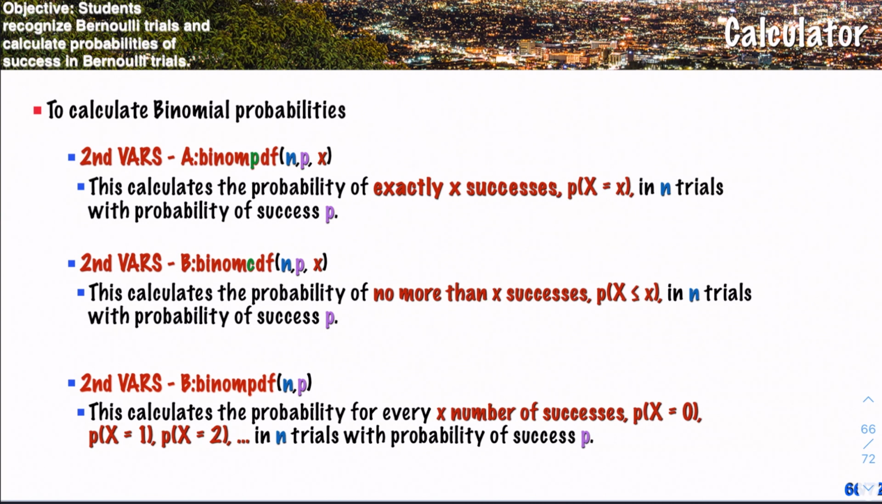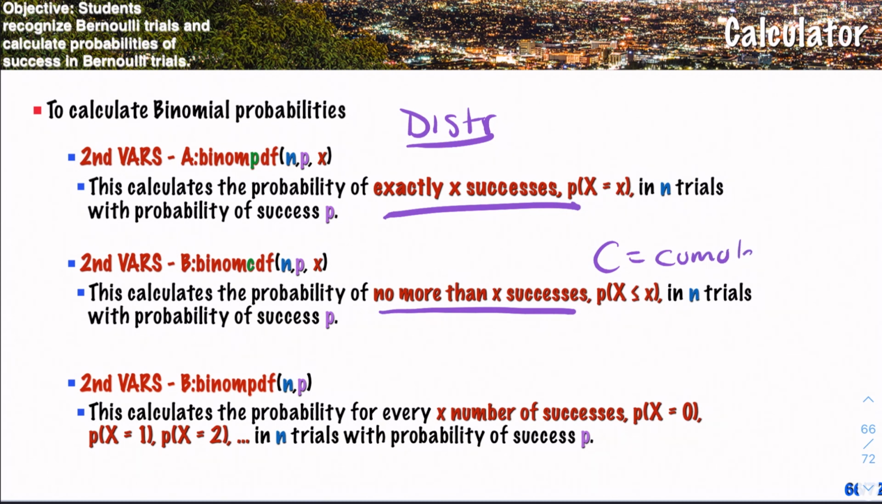To calculate binomial probabilities, this is in our second VARS, or distributions. So binomial PDF, you have N, P, and X. Binomial CDF, you have N, P, and X. PDF calculates exactly X successes. Binomial CDF calculates no more than X successes in N trials. So CDF means cumulative, or think adding.